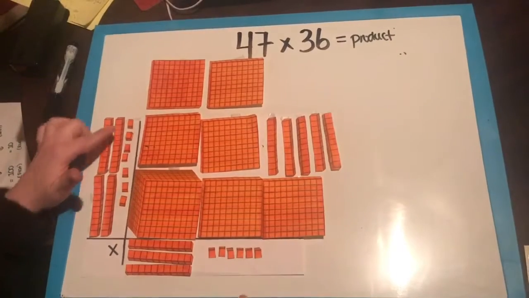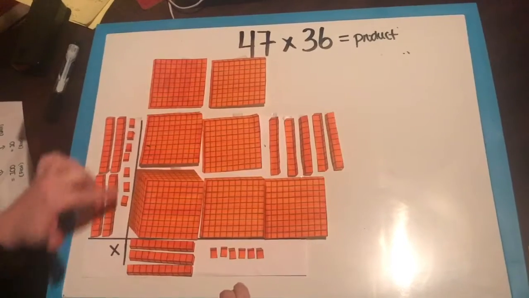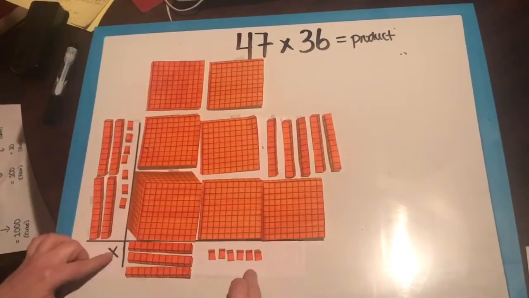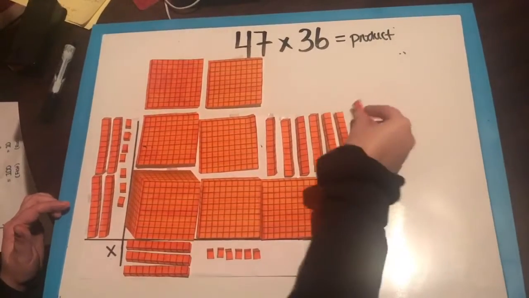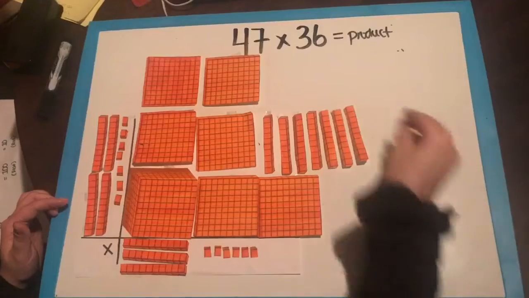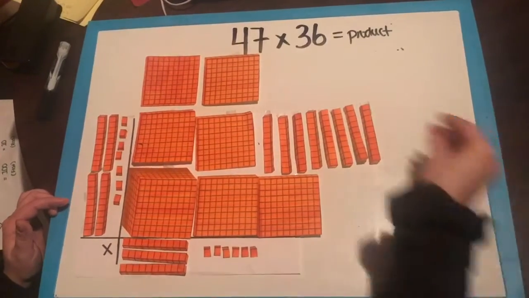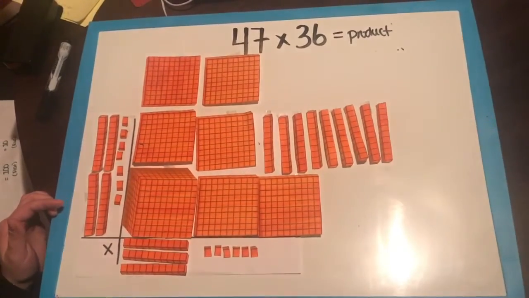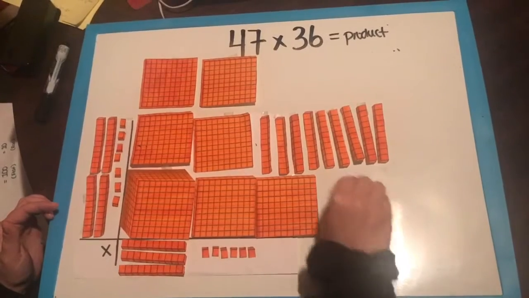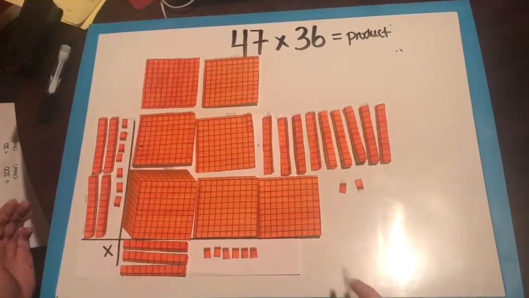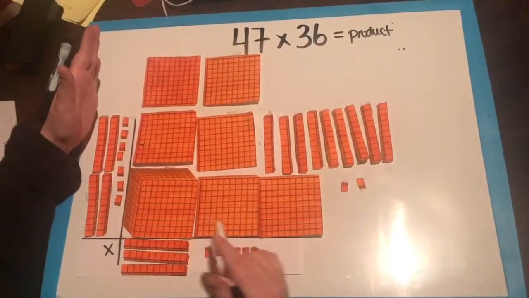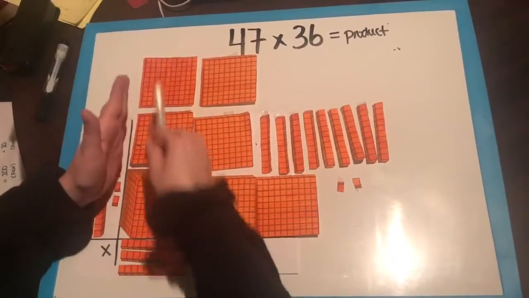Lastly, we want to multiply our units by our units. So 7 units by 6 units, so 6 times 7 is 42, which is 4 tens and 2 units. So now in order to find our product, it's just everything in the center of our grid. So you just need to add up everything that's in the middle of our grid.